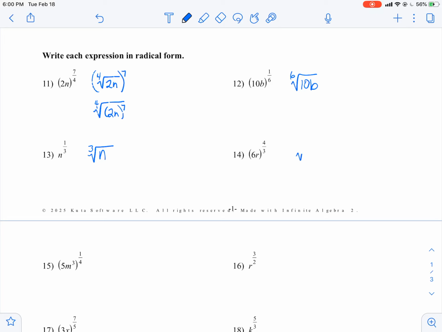6r, it's in parentheses, so I know the whole thing must be underneath the radical. It is the 3rd root, power over root, and the 4th power.